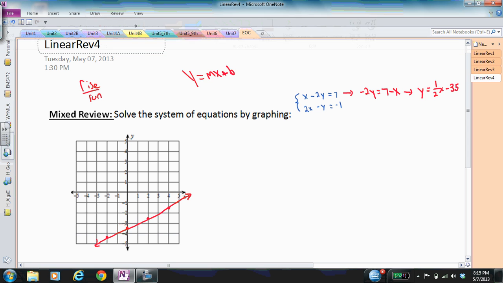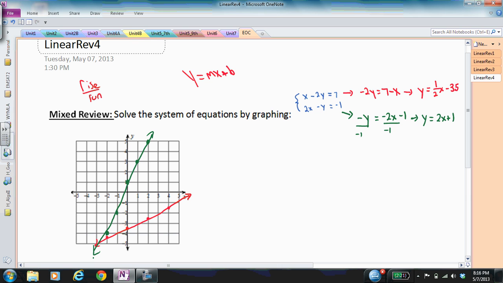Hopefully yours are better. So now I want to solve this equation as well for y. So if I subtract 2x from both sides, I get negative y equals negative 2x minus 1. And then dividing both sides by negative 1, I get y equals 2x plus 1. And I can graph that. So it starts at 1, slope is 2, so up 2 over 1, up 2 over 1, down 2, left 1, down 2, left 1. So as I draw that line, that's a miserable fail.